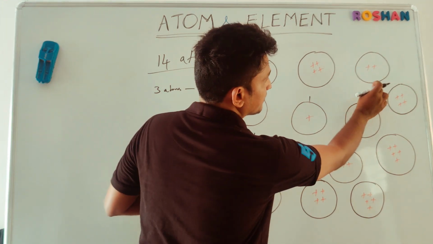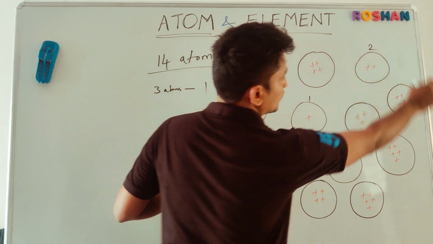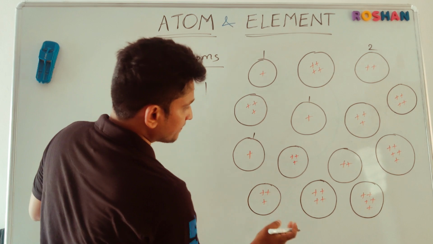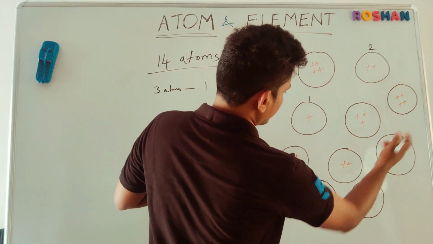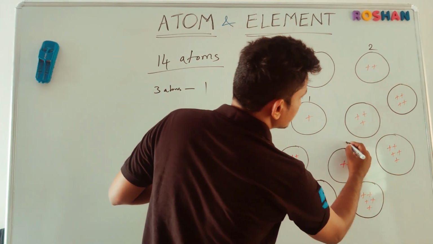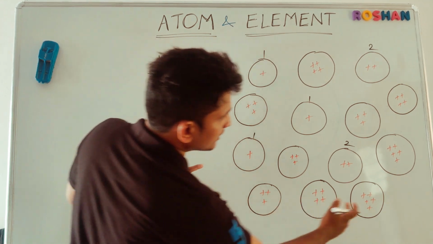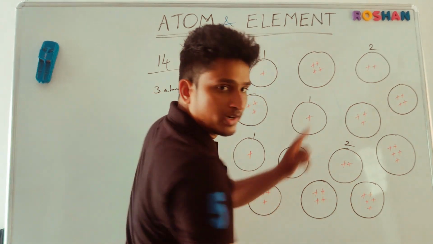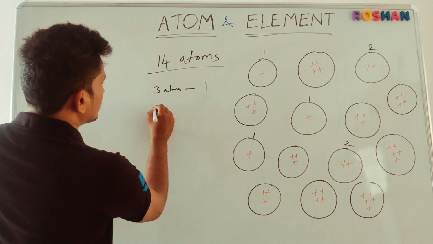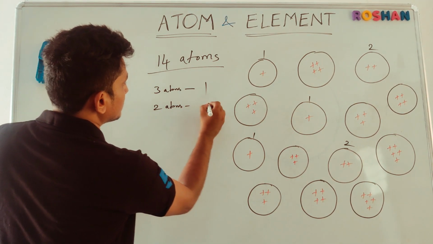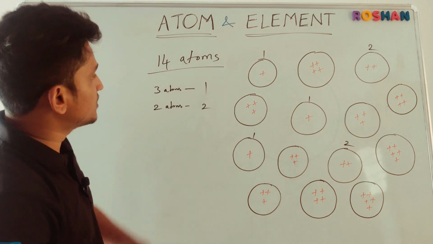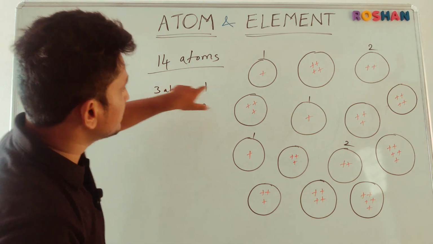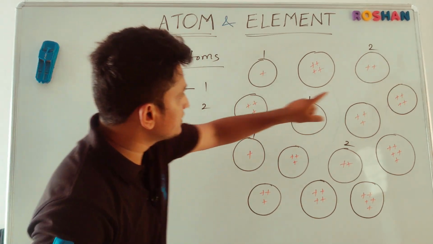Now look at this atom. It contains how many protons? 2. And look at this atom. It contains 2 protons. And just check. Do we have any other atoms? No. These 2 atoms with 2 protons each. Yes or no? So 3 atoms with 1 proton and 2 atoms with 2 protons.